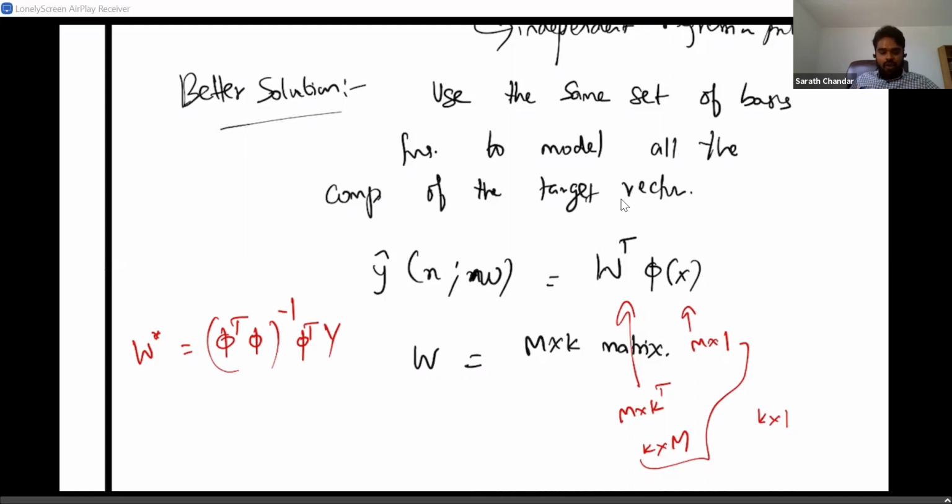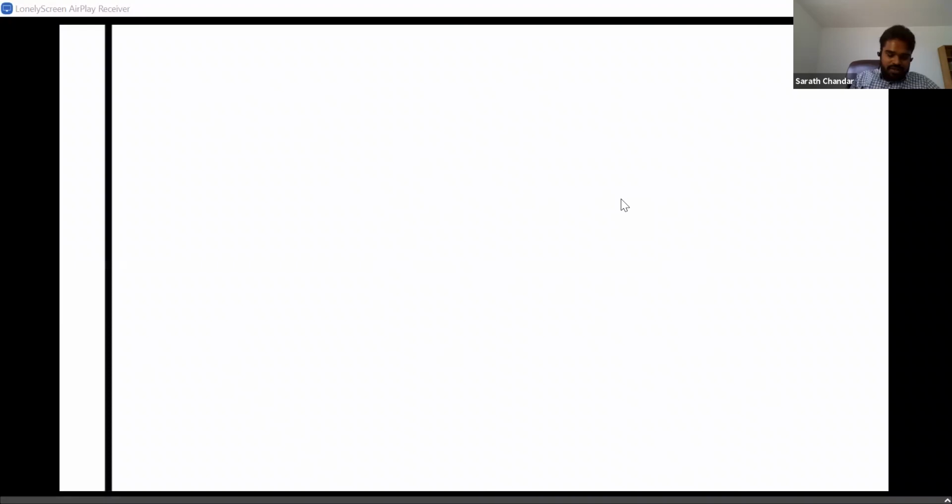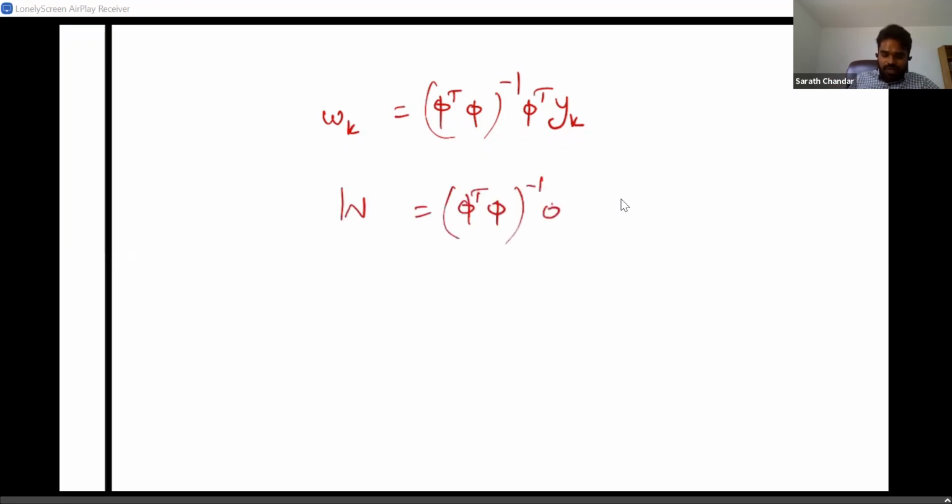But the only difference is the y, instead of being a vector, is going to be a matrix. It's going to be an n cross k target matrix. In some sense, for individual target variables, w_k is equivalent to phi transpose phi inverse phi transpose y_k. So if you just consider one variable, the kth variable, this is the solution. But if you want to consider the entire matrix, then it becomes phi transpose phi inverse phi transpose y.